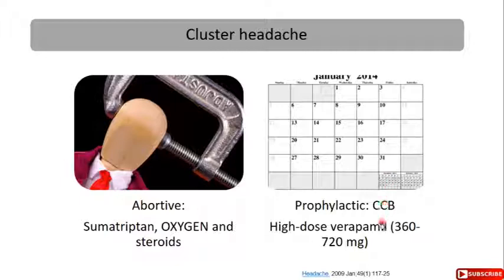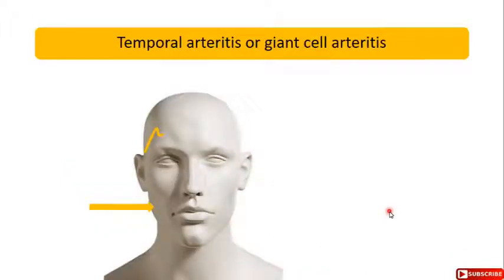In this case, you can use calcium channel blockers, especially high dose verapamil, and this is the dose. So remember again, abortive, acute, prophylactic if you have more frequent attacks. You can use calcium channel blockers. Okay, so far we have reviewed two types of headache, the migraine and the cluster, but we have more.